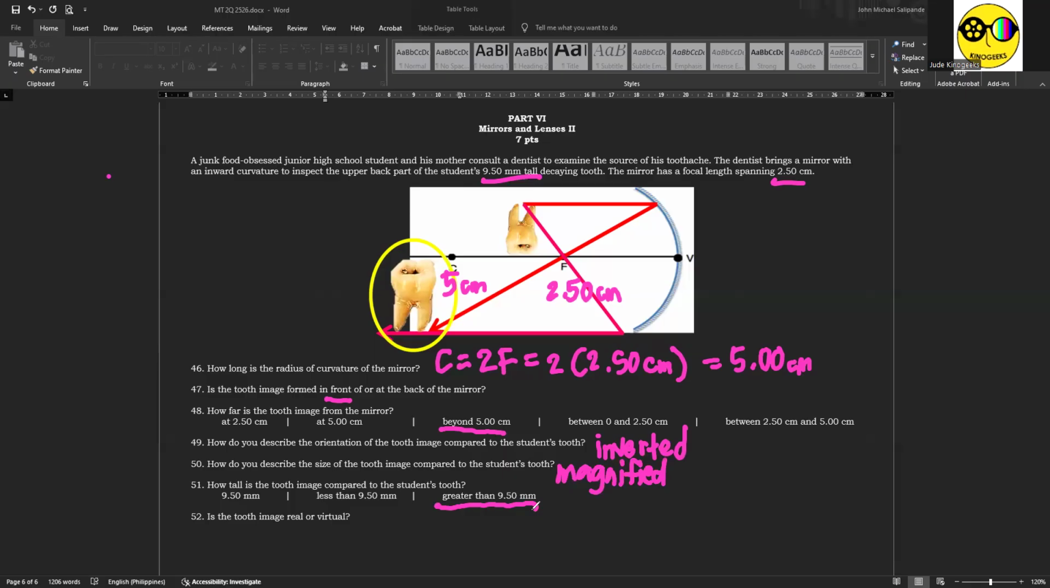And number 52, is the tooth image real or virtual? The image was formed by the intersection of two solid lines, or actual light rays. Therefore, the tooth image is considered real.